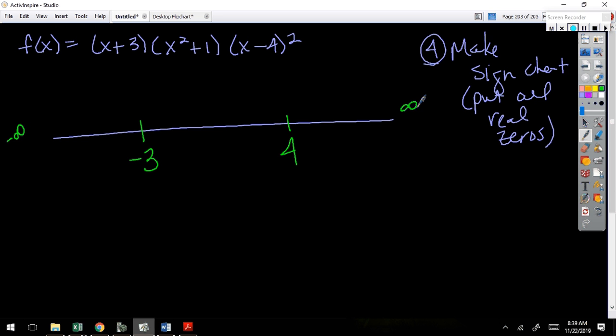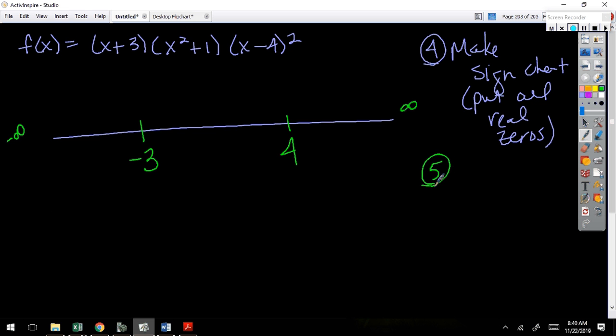So what I want to determine, I know that these are places that it possibly changes signs. So I need to find the sign of the function in this interval, and this interval. Now what I mean by the sign of the function is, if you plug a value in, do you get a positive number or negative number? So pick a point. What's a point between negative infinity and negative 3? -5 would work.